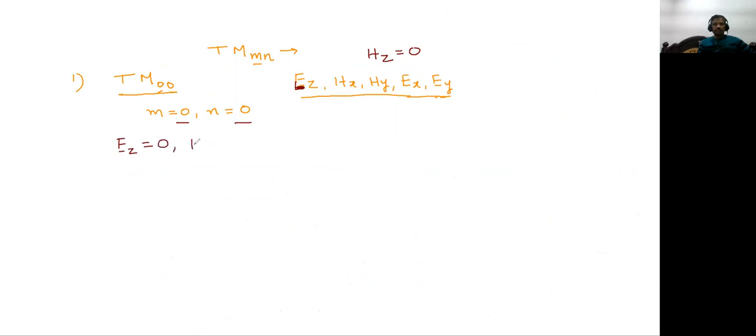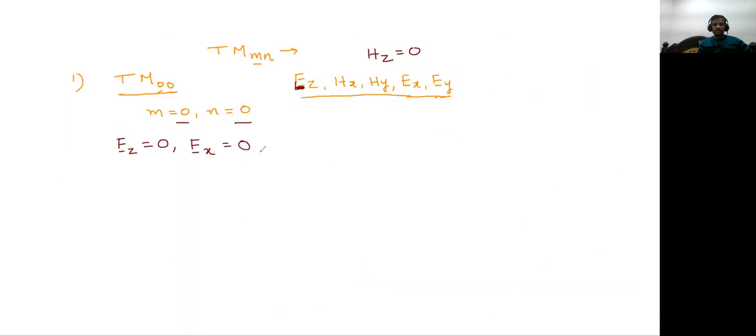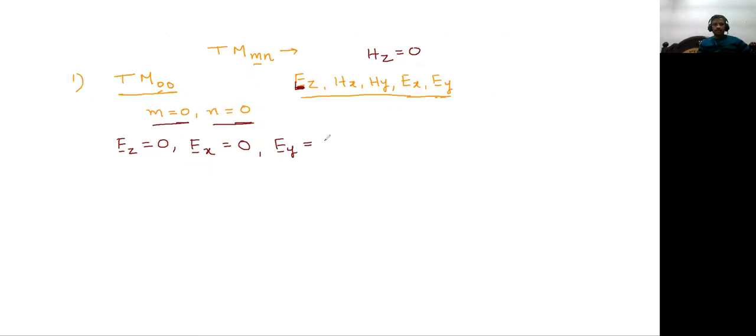Next, check with EX, M equal to zero and N equal to zero. Okay, this is your EX expression. If you put M equal to zero here, this entire expression is going to become zero, irrespective of other components, whether they are existing or not. Simply the EX component will be zero. So I'll be writing EX is also zero. Then EY, whether this EY is existing or not for M equal to zero and N equal to zero, let us check with that also. For EY, there will be a component N which is outside. So obviously, as N is zero, the EY component will be zero.